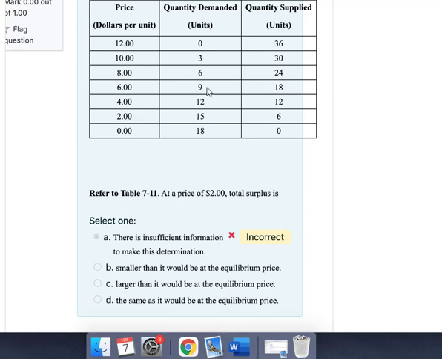So this is the next one. At a price of $2, which is here, the equilibrium price is $4. So at a price of $2, total surplus must be smaller than it would be at the equilibrium price. Yeah, if you drew a picture of this with 4 as equilibrium and 2 beneath that, you can see that the area of total surplus would be less.